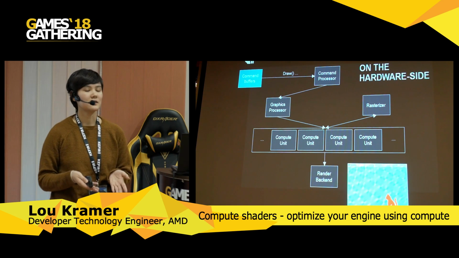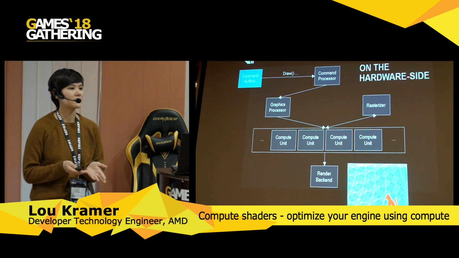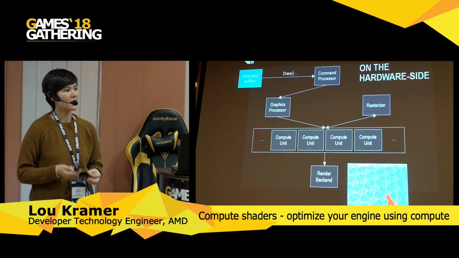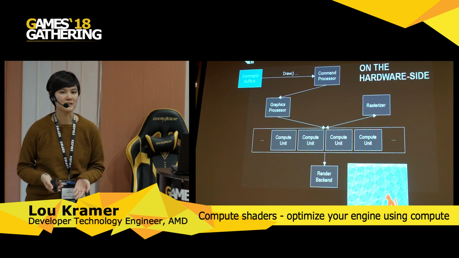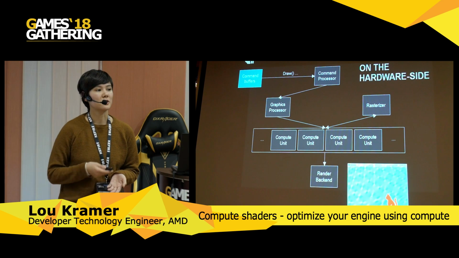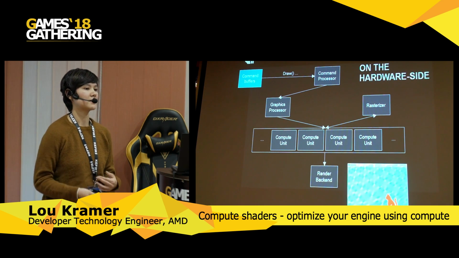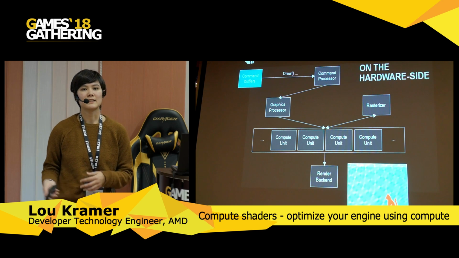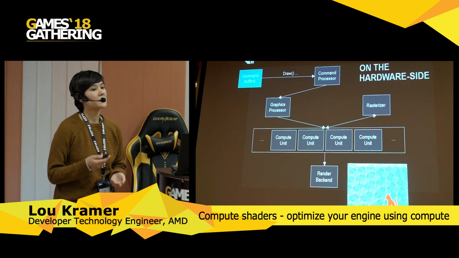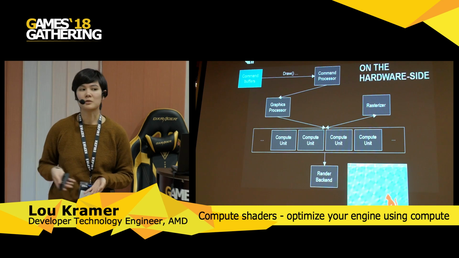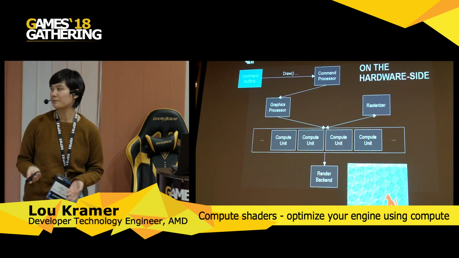Then the graphics processor gives the vertices to the compute units, and the compute units are the units on the hardware that execute the shaders. First they execute the vertex shaders, then the output goes to the rasterizer, which determines all the pixels, then it goes back to the compute units, which now execute the pixel shaders, the output goes to the render backend, and we have our output.